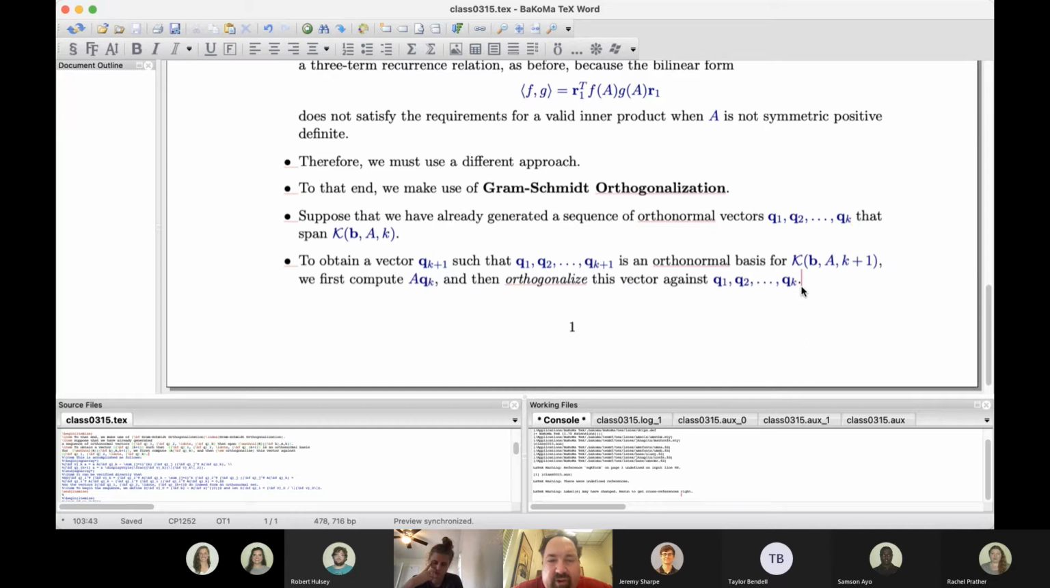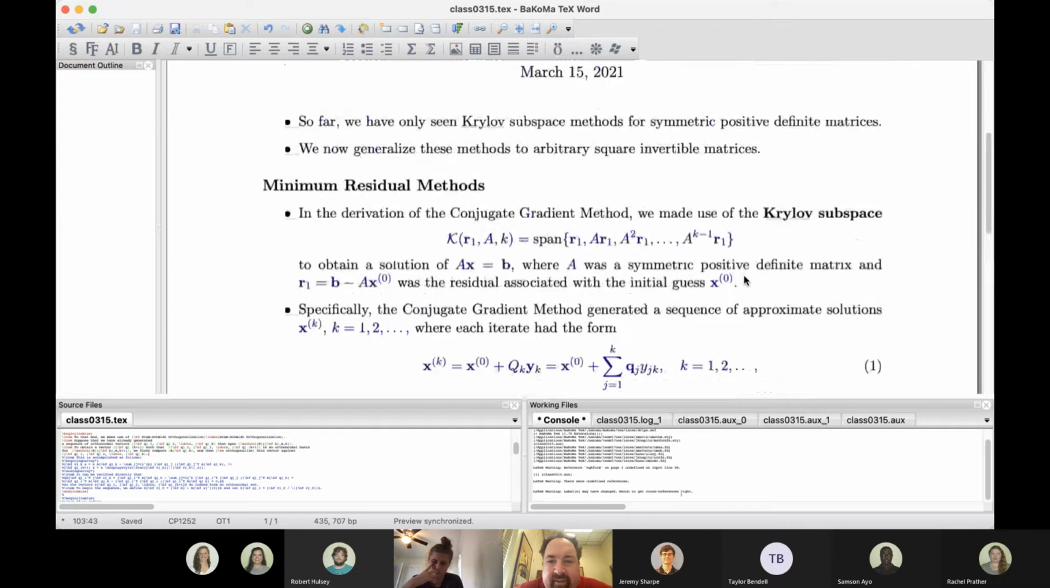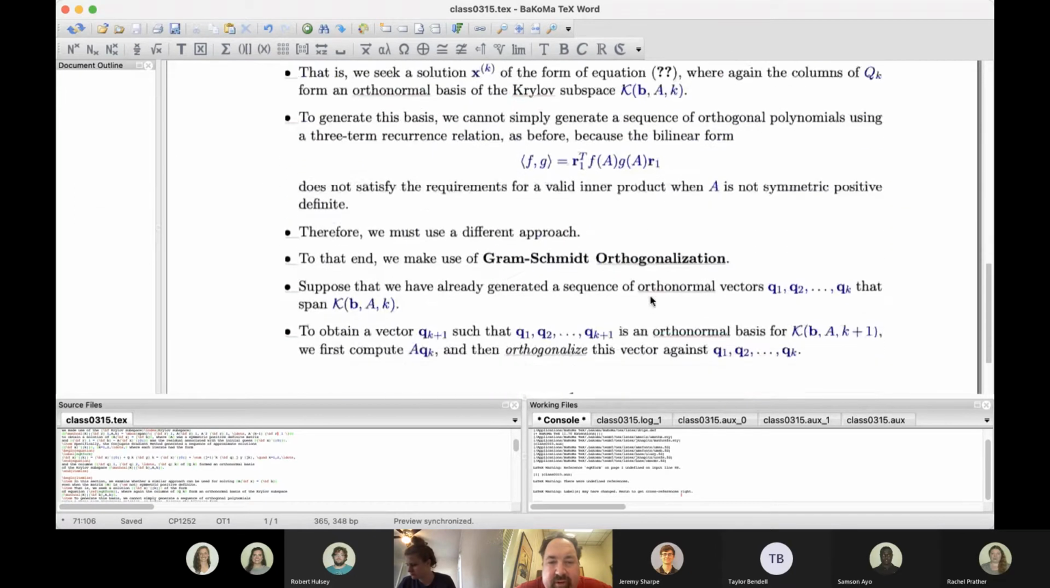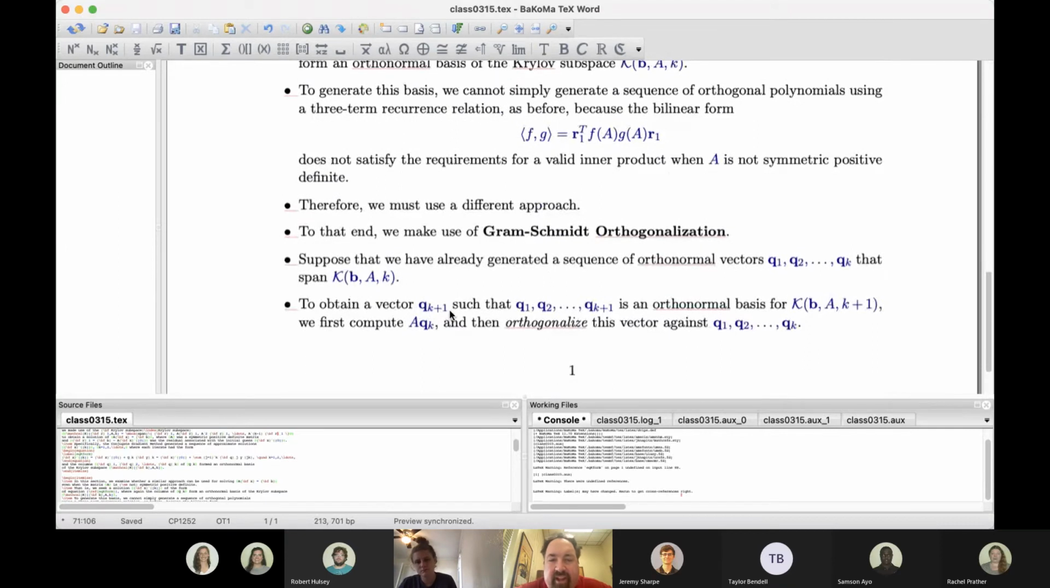Now, the reason why this is a good idea has to do with how you define a Krylov subspace. For a Krylov subspace, you take your initial vector and you keep multiplying by A. So this is the set of all polynomials of A of degree less than k times r1. If I'm going to expand my subspace to dimension k+1, that's going to be the set of all polynomials of A of degree less than k+1 times r1. So I can just take a vector from this space and multiply by A. In other words, I'm bumping up my degree by 1.